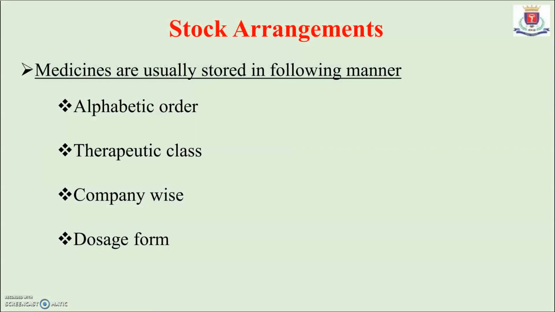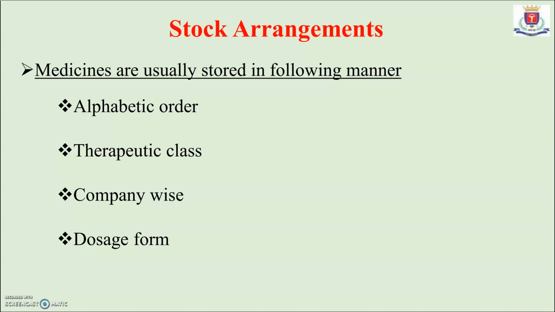Now next we will see, after purchasing the stock from the market, how we are going to arrange the stock in the community pharmacy. There are majorly 4 types of stock arrangements which are used by community pharmacies in India. First is alphabetical order, second is therapeutic class, third is company wise, and fourth is dosage form.